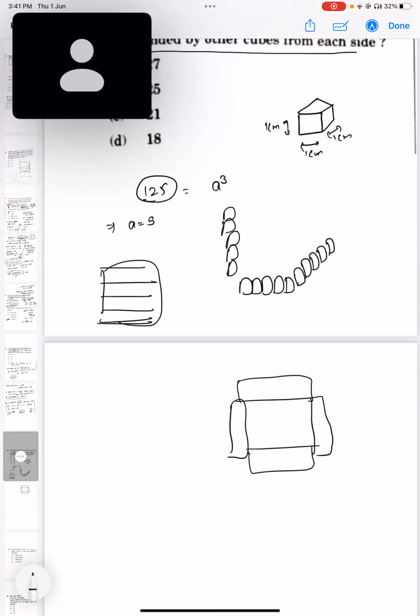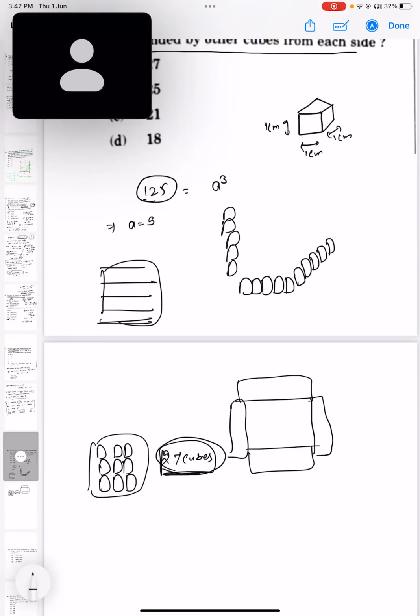So at the end, we will have 3 cubes lengthwise, 3 cubes breadthwise, so 3 by 3, and then 3 cubes heightwise. So this pattern will be repeated 3 times. So these are the 27 cubes left. So these are our 27 cubes which are surrounded by other cubes from all the sides.